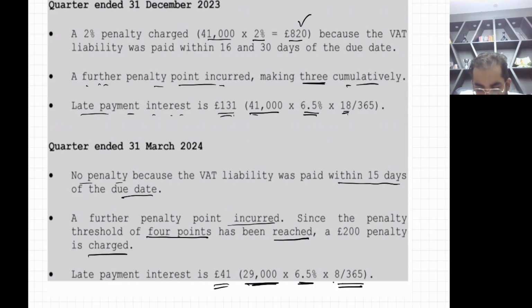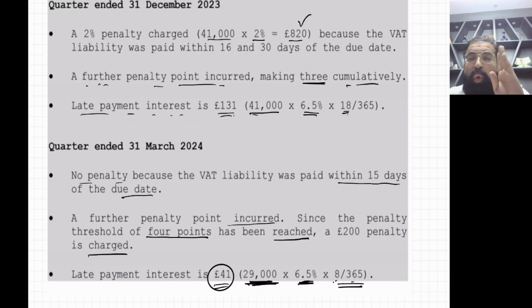Now late payment interest is always there, so 29,000 pounds. The annual interest rate for late payment is 6.5% into 8 days late, so 8 upon 365, so it's 41 pounds. Okay, right? Now this is very important.